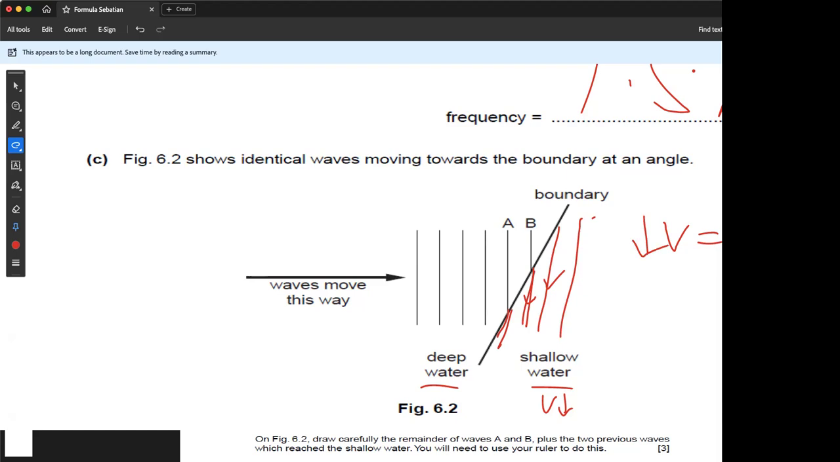Yes? Teacher, what about the frequency? What did I just say? Frequency doesn't change. Yes.